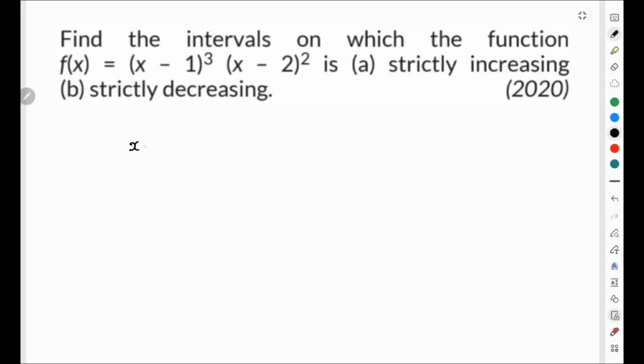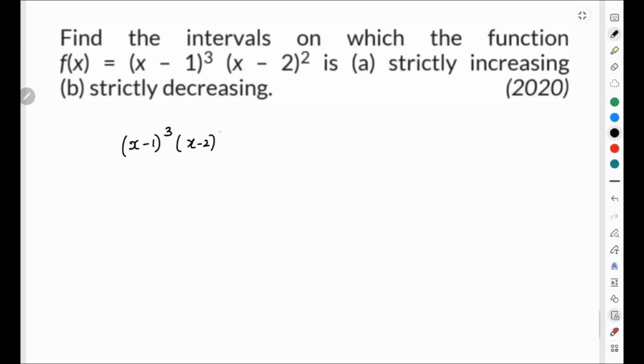Find the interval in which the given function is increasing and decreasing. So the given function is (x minus 1) the whole cube into (x minus 2) the whole square. If the derivative is greater than 0, then it is increasing. If the derivative is less than 0, then in that interval it is decreasing. So let us find the derivative.